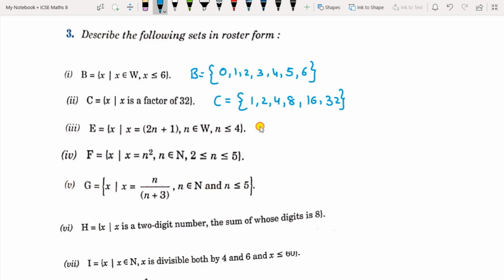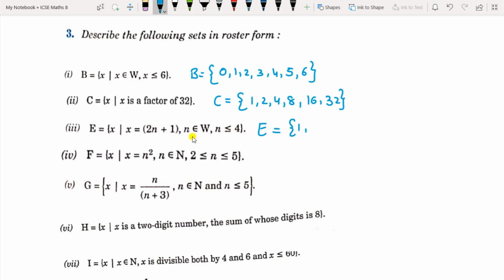Then E equal to x such that x equals 2n plus 1, where n belongs to W and n is less than or equal to 4. So we have to find such whole numbers. When you substitute values of n here, you get the answer 2n plus 1 equal to x. So how can we solve it? Let us take n equal to 0 first. 2 zeros are 0, 0 plus 1 is 1.